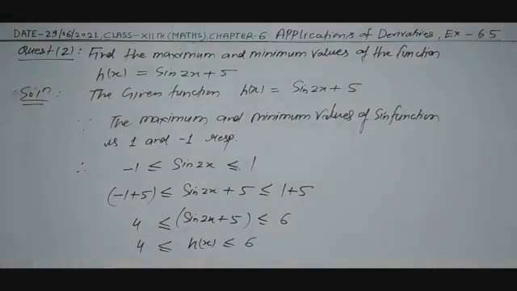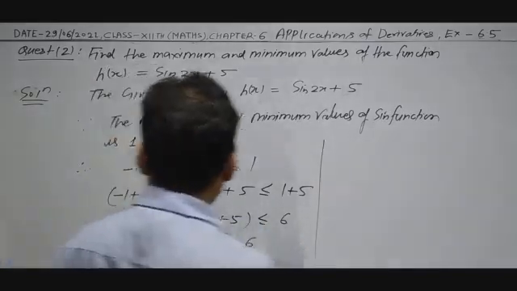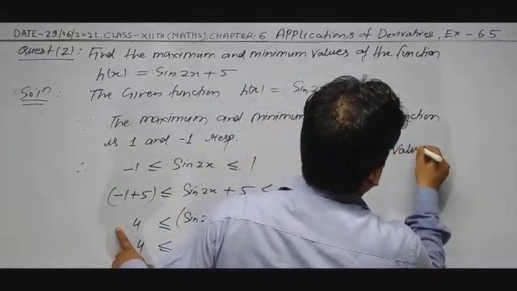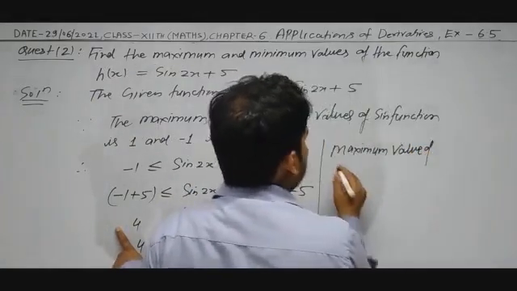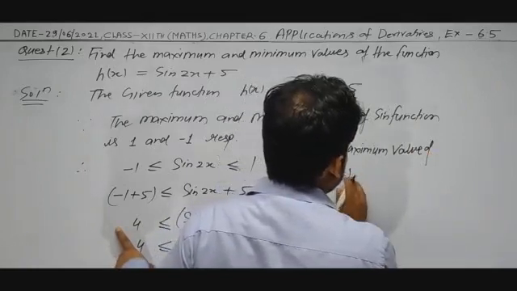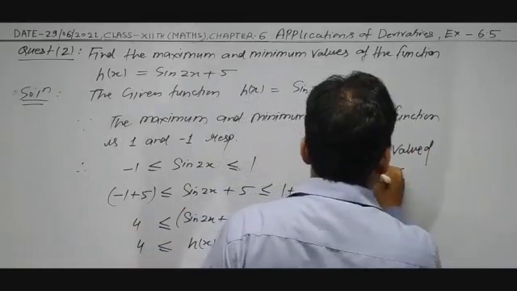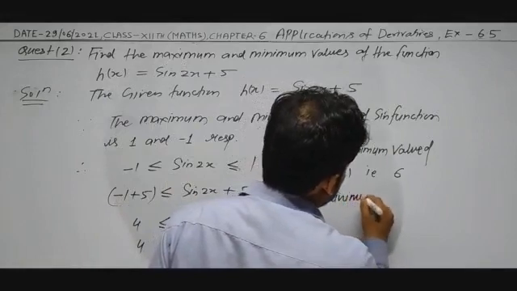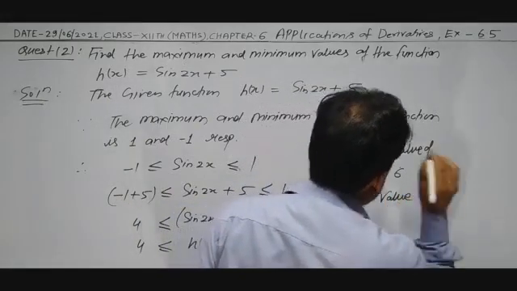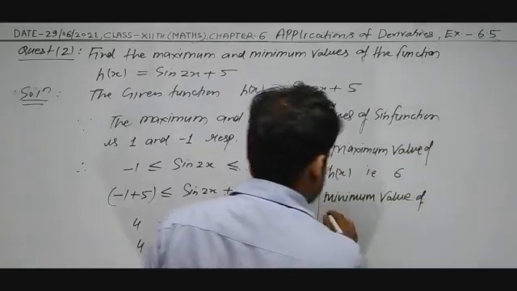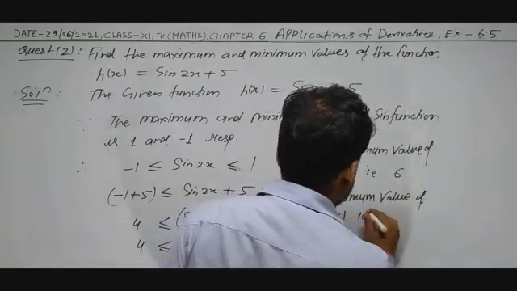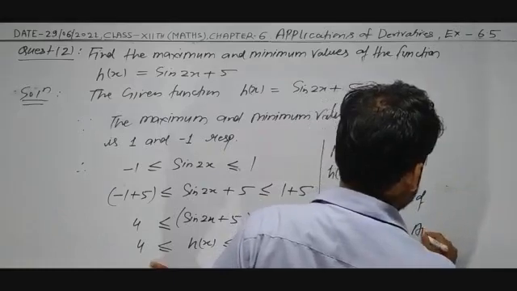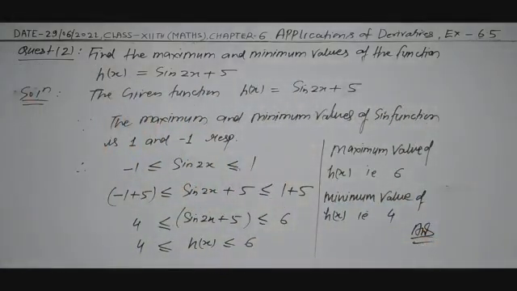So now the maximum value of h(x) is 6, and the minimum value of h(x) is 4. So this is the answer.